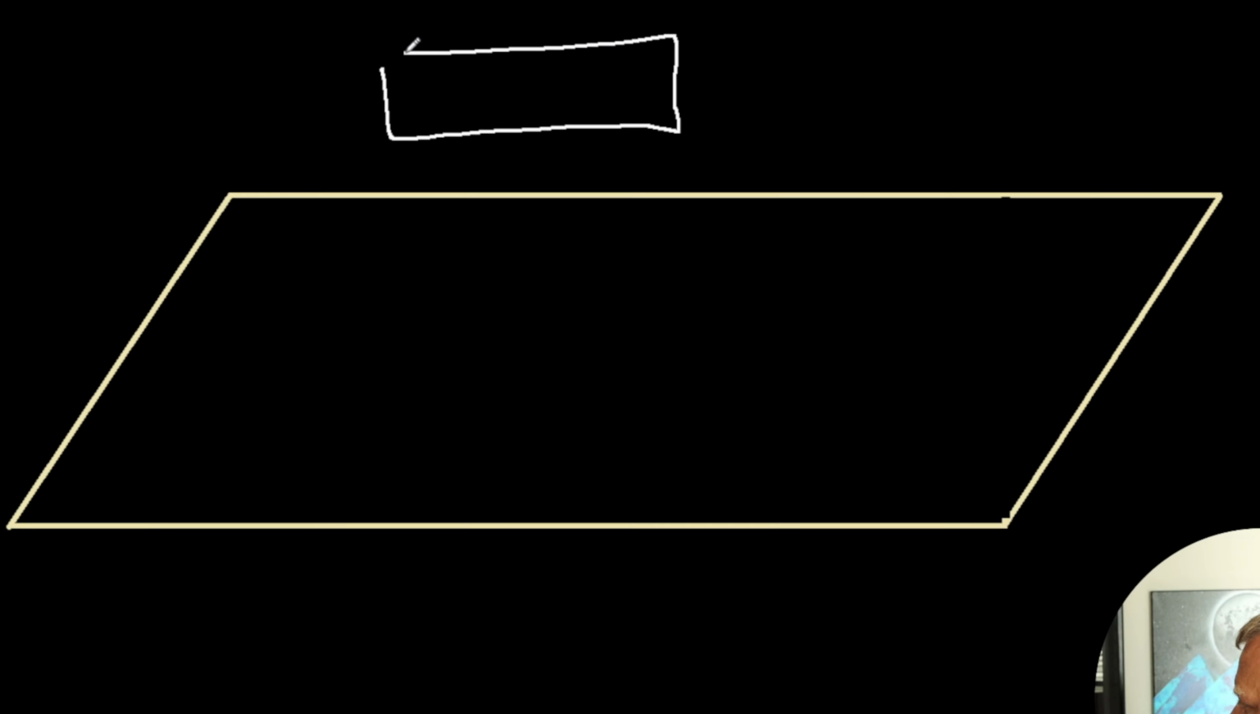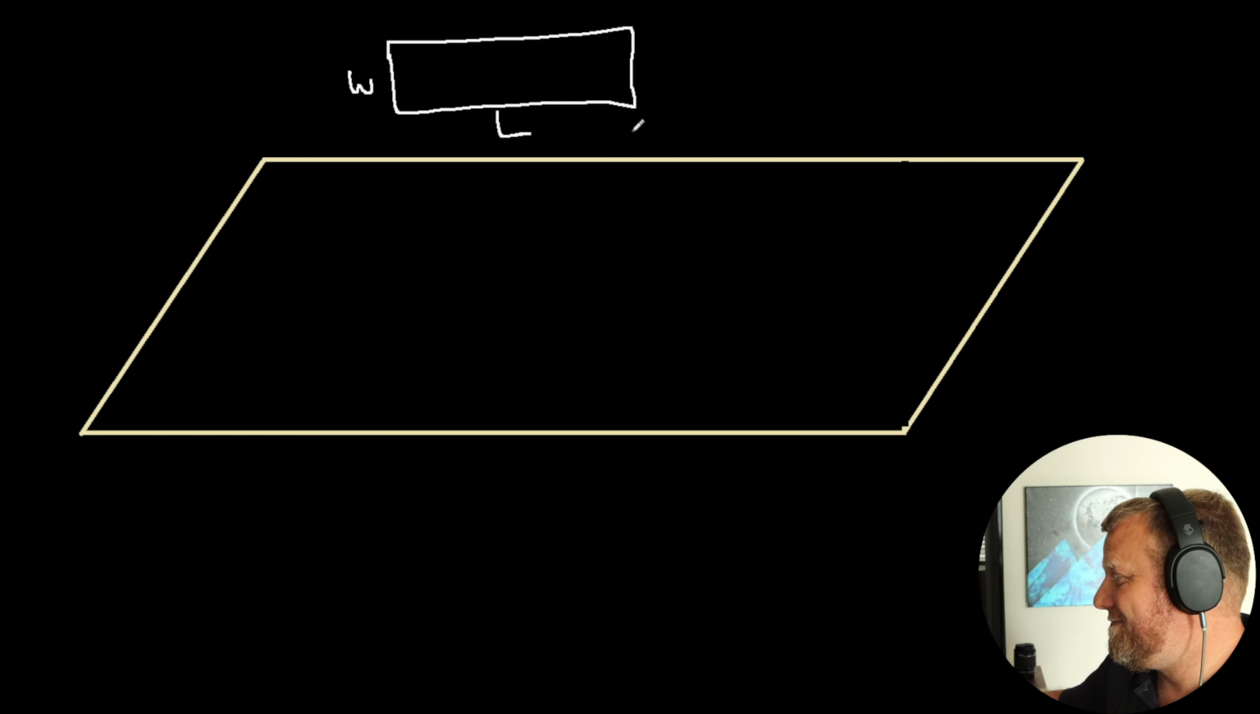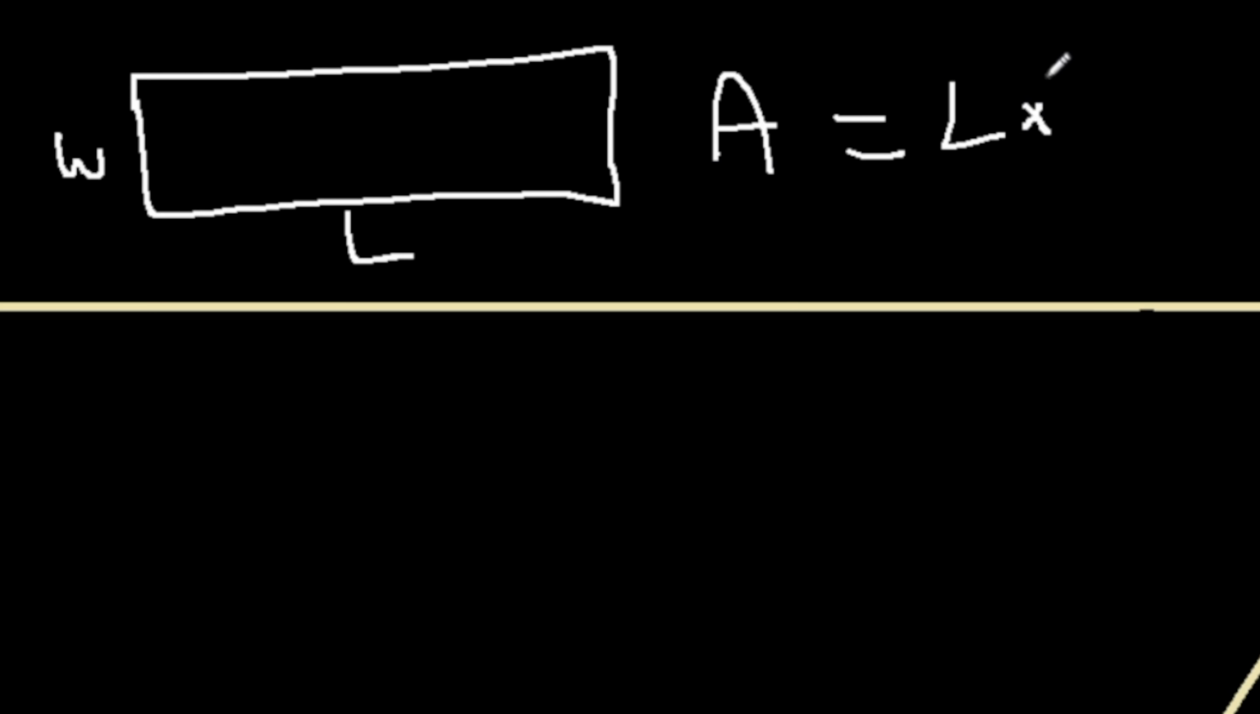So I think a lot of you have probably seen the area of a rectangle being the length times the width. So if this was a rectangle, it's not the best rectangle, you have your length and your width. It doesn't matter if it's L and W or W and L because of the commutative property of multiplication. So your area is equal to length times width. Simple as that. That's a rectangle though.